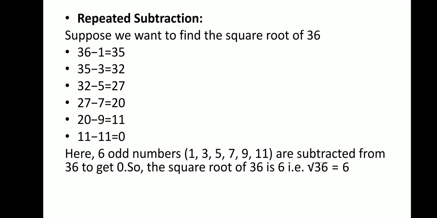That is, in symbolic language, you can write like this: square root of 36 is 6. I am repeating this method. Repeated subtraction, as the name indicates, I need to keep on subtracting the odd natural numbers from the given number to get 0. But the condition is I need to keep on subtracting the successive odd natural numbers starting from 1. Like here in this case, 36 minus 1 is equal to 35, 35 minus 3 is equal to 32. Likewise, till I get 0, I need to keep on subtracting. And if I do not get 0, it means the given number is not a perfect square. Here, 6 odd numbers are subtracted from 36 to get 0. So, the square root of 36 is 6. I hope this method is clear to you.